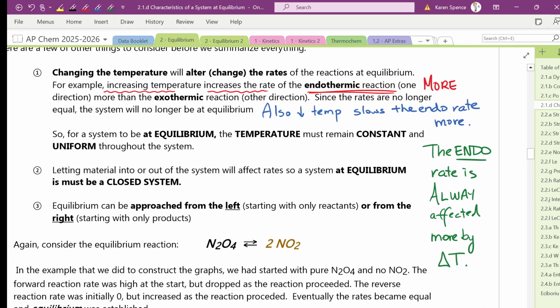Letting material into or out of a system will affect the rates. So the equilibrium must be a closed system. That's number 2.